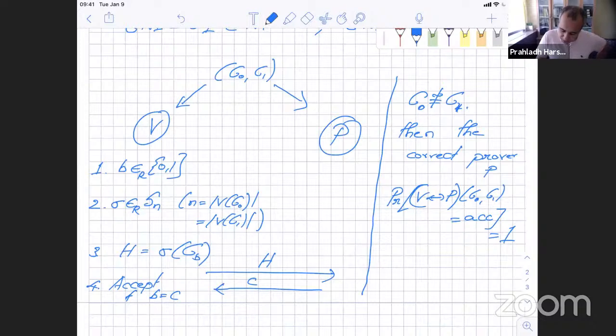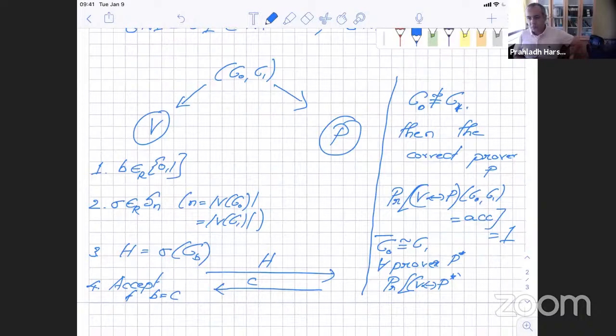On the other hand, if G0 were isomorphic to G1, then no matter which prover you work with, this is always half. H could either be G0 or G1, equally likely. B is a random bit which the prover does not know. So no matter what C the prover returns, the probability that C equals B will be just a half.